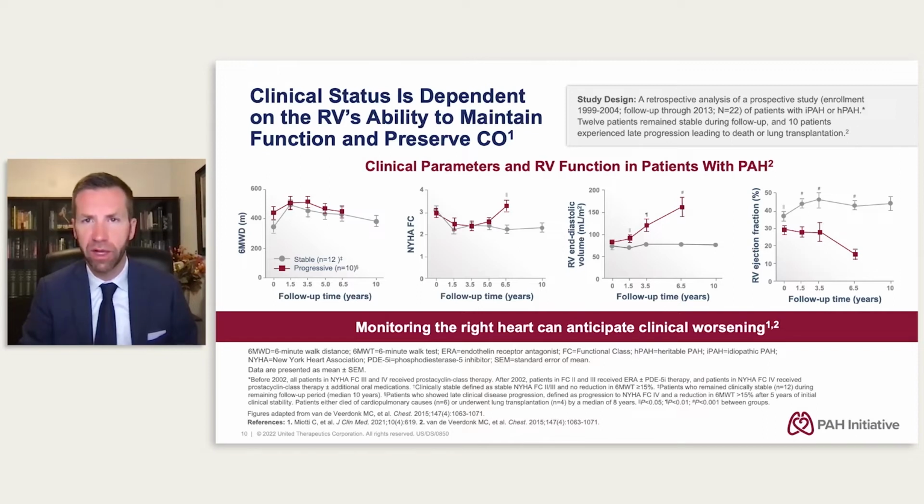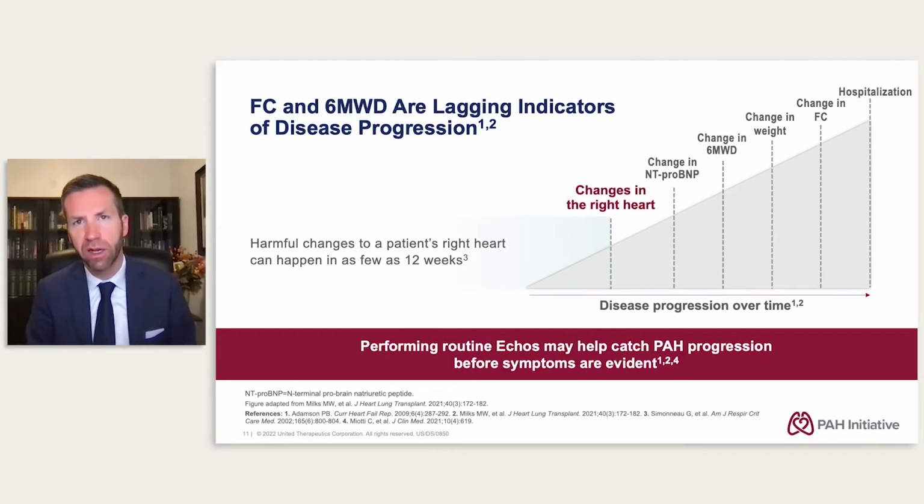So this makes a compelling argument that monitoring the right heart can anticipate clinical worsening. Appropriately so, we put a large emphasis on functional class and 6-minute walk distance. But they actually lag as clinical indicators of how the disease is progressing. And actually, harmful changes to the right heart can happen weeks, even 12 weeks, before you actually see clinical changes, such as change in 6-minute walk distance or change in functional class.